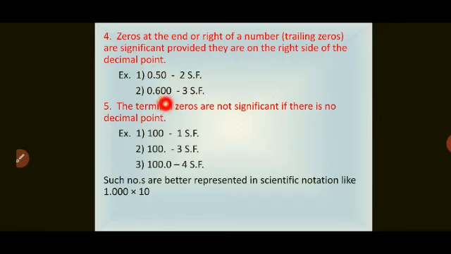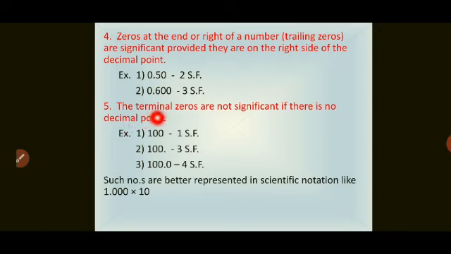In 0.600, how many significant figures? 3. Because these two zeros are after the decimal point, and hence they are considered significant. These are also called trailing zeros.